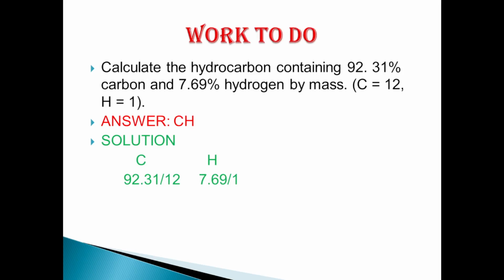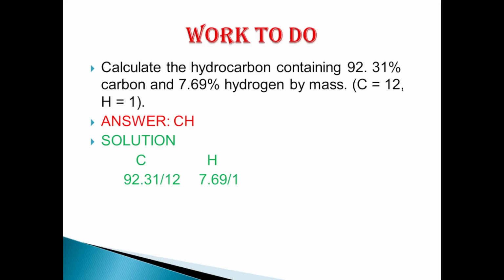Now, get this clearly. Whether they give you the percentage of the elements or they give you the masses of the elements, it is the same procedure. Just go ahead. First step, divide by the mass numbers. Second step, divide by the smallest mole. Okay, so that is how you go about it.